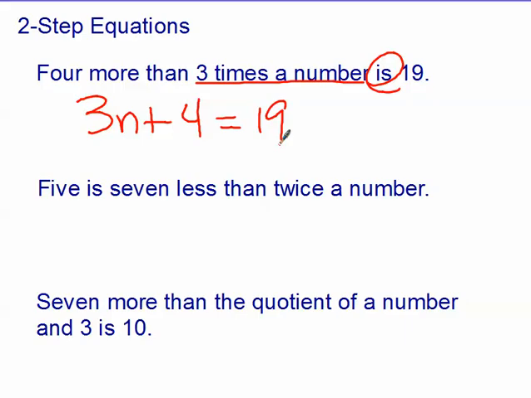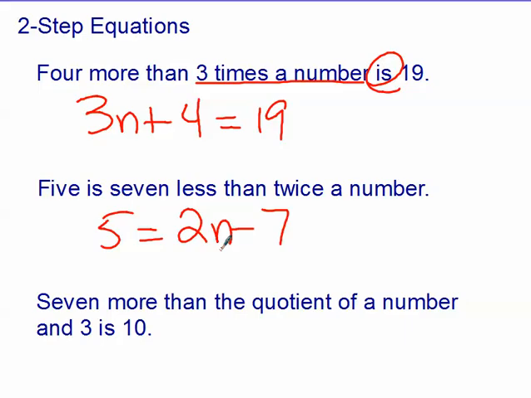Okay, 5 is 7 less than twice the number. So we know 5 is going to be the equals part. So 5 is. Well, what is it? I know that means it's 7 less than, so subtract 7. It's 7 less than what? Twice a number, which means I'm going to multiply that number by 2. So 5 is 7 less than twice a number.